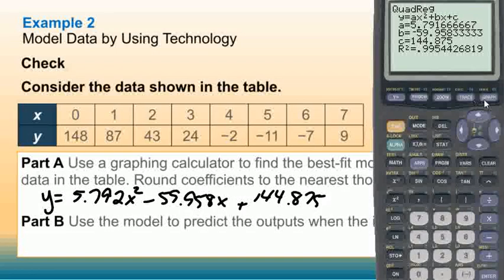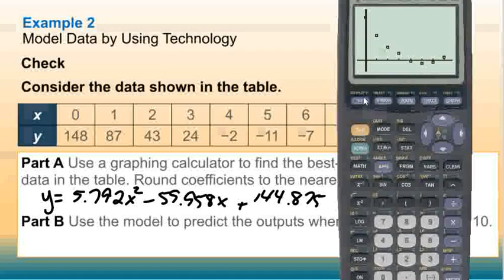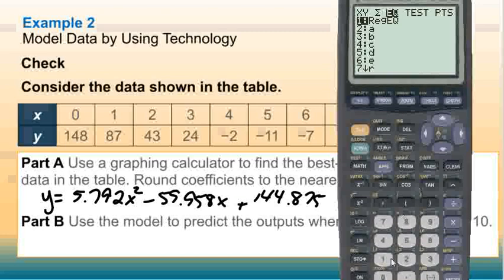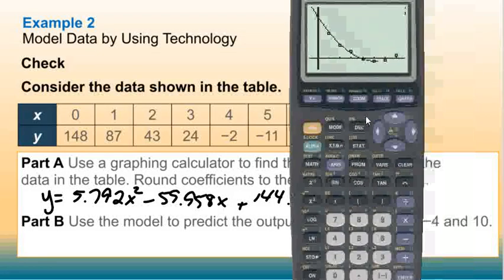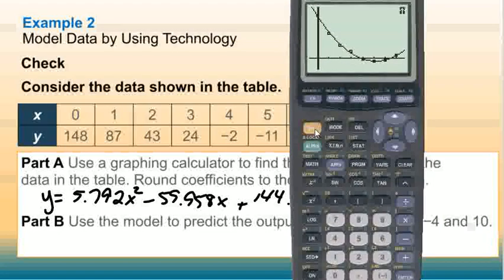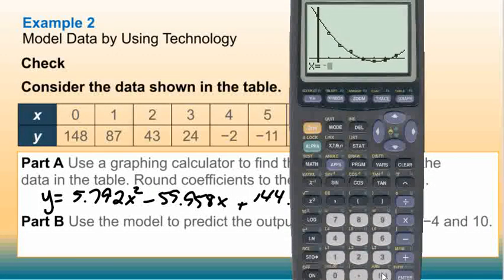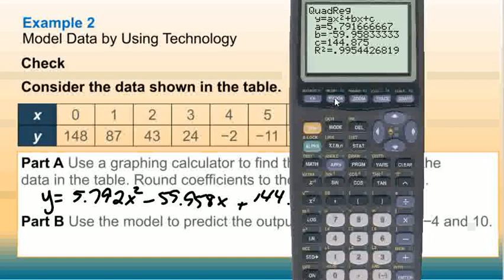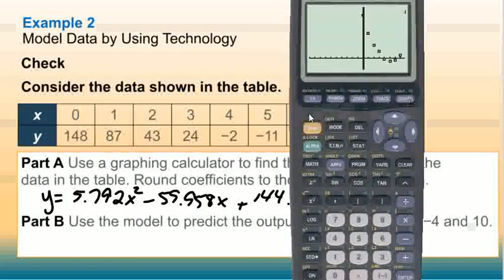So if we do graph here, let's go to y equals, we'll hit vars. Number 5, statistics, go to EQ. Number 1, puts that in there, graph it. And we want to find out with negative 4 and 10. So second, trace number 1, the value. So we do negative 4. Let's see the windows. Let's make this negative 10. Now it should show up.